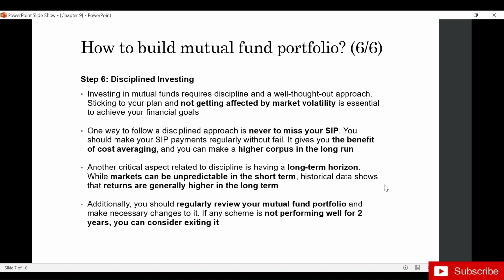Another key feature here is to have a long term horizon because stock markets can be unpredictable in the short term, but historical data shows that the returns are generally high over a long period of time. Also, you should regularly review your mutual fund portfolio and make changes to it. If any mutual fund scheme is not performing well for more than 2 years, you should consider exiting it and switching to better schemes.